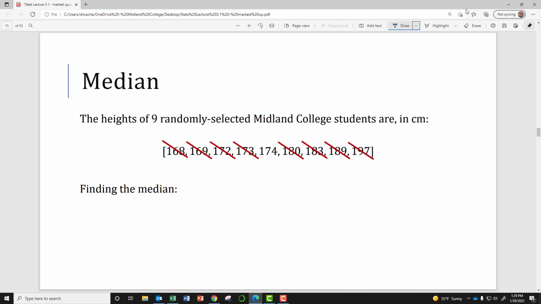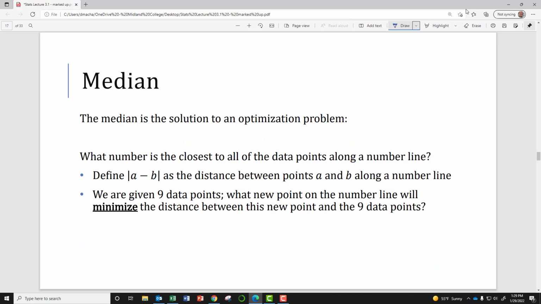So with that addressed, I'll give you a little bit of extra information that you may be curious about regarding the median, because I found this kind of fascinating when I learned about it the first time. The median is actually the solution to an optimization problem in mathematics, and I find optimization is one of those really, really interesting parts of mathematics that I'm always motivated to learn more about. But what number is closest to all of the data points along a number line? This is the optimization problem I'm talking about.